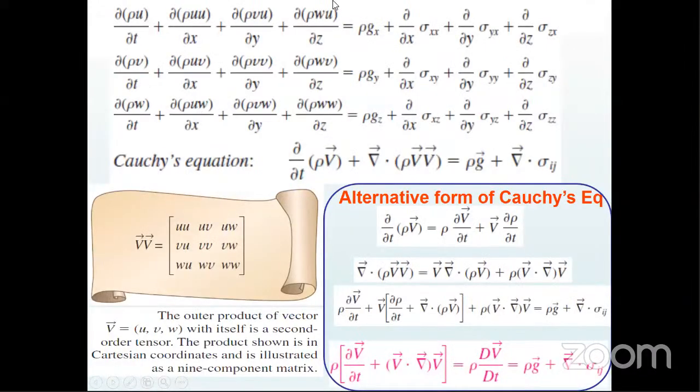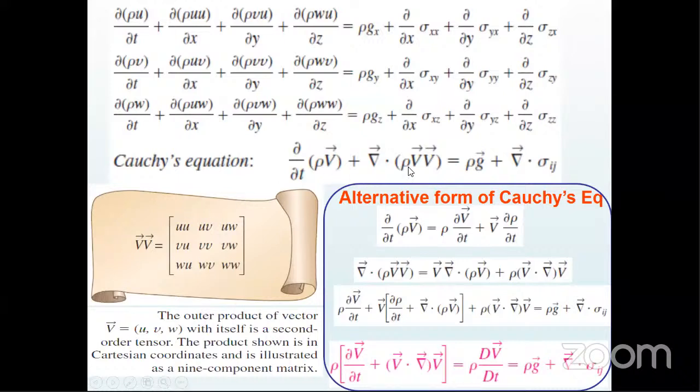If you add all of them put together, we'll get the Cauchy's equation. What is the Cauchy's equation? We got del by del t of rho v plus del dot of rho times vv vector plus rho g, which must be equal to rho g plus del dot of the tensor. This sigma ij is the tensor with the 9 components.